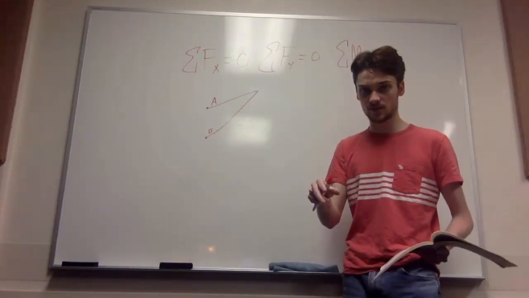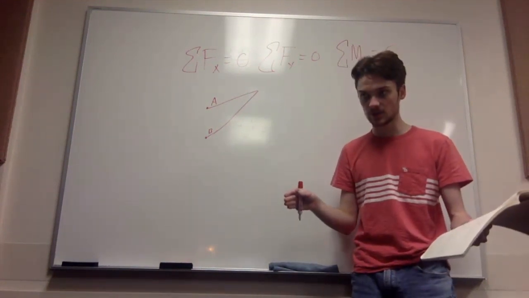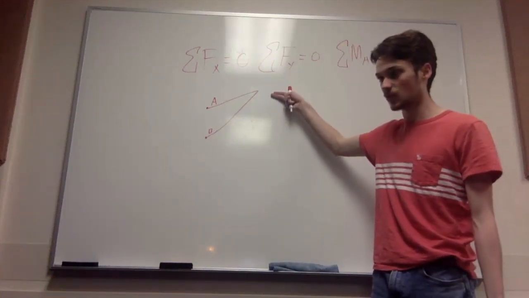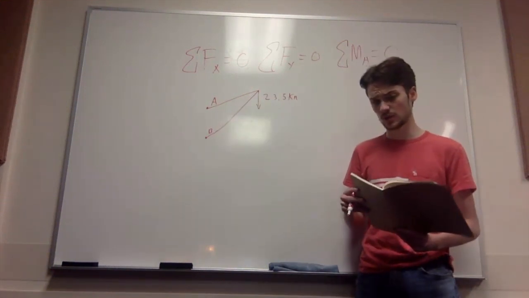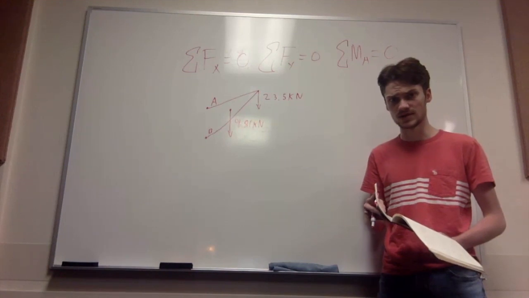Next, we are going to add the forces that we know are there. My drawing before was a little bit unclear, but there is going to be a force acting at the end here, and a weight force that is acting in the middle here. The force at the end is going to be 23.5 kilonewtons. The force in the middle is going to be equal to 9.81 kilonewtons.